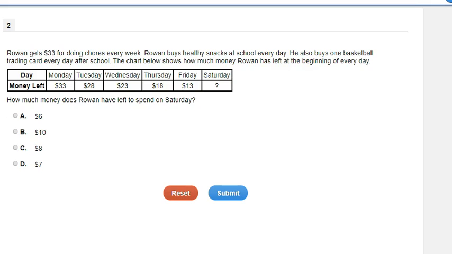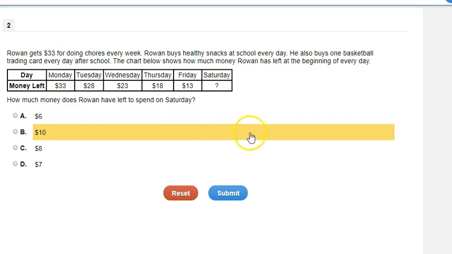So let's just look at our chart and see what it's telling us. It gives days of the week, and then it gives the money he has left. And you can see that on Monday he started out with $33, and it just keeps getting less and less. So he's spending money. How much money does Rowan have left to spend on Saturday? You'll see that Saturday has a blank. So the number that we're looking for is less than 13. And now we have to figure out how much less than 13.